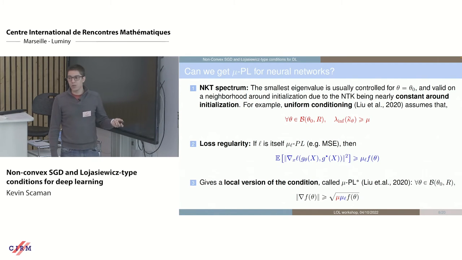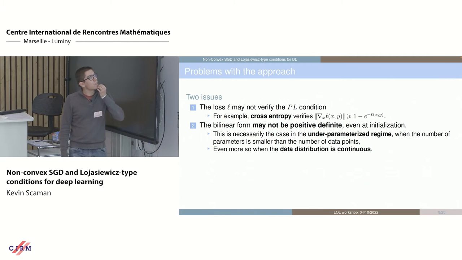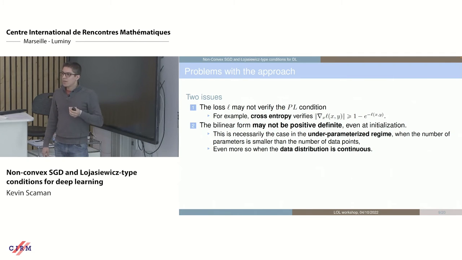I'm not going to go into these details, but you can show that if R is sufficiently big, then you will have convergence to the global optimum of the function, which is zero for our risk minimization problem, with this assumption. So that was the introduction of this PL condition.